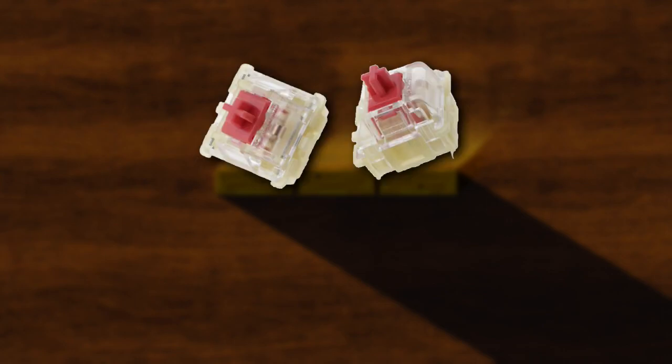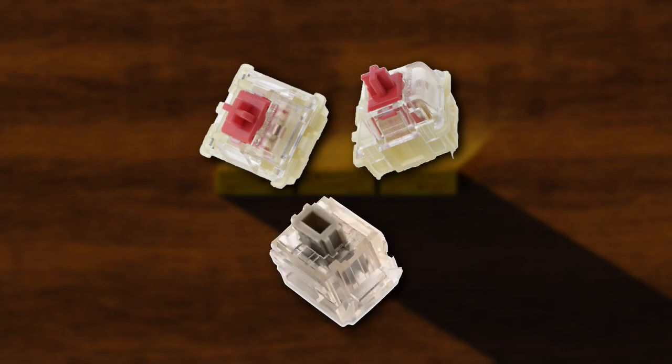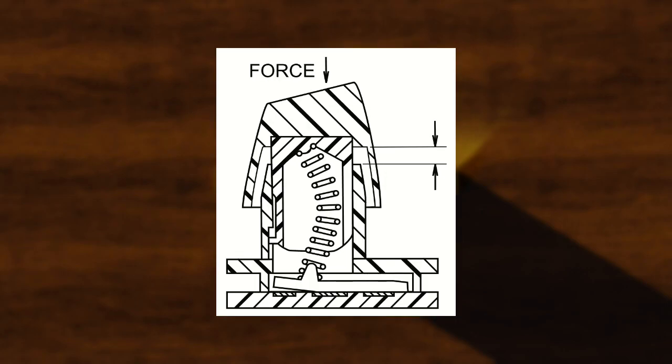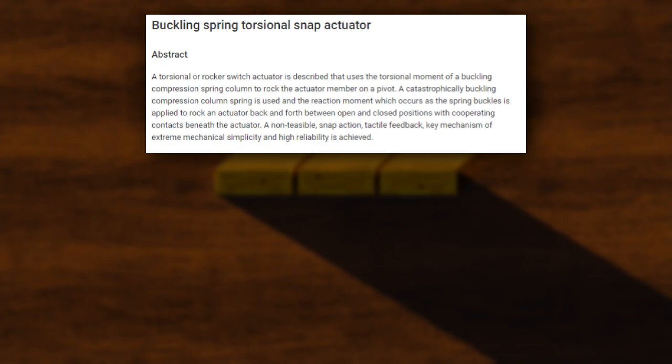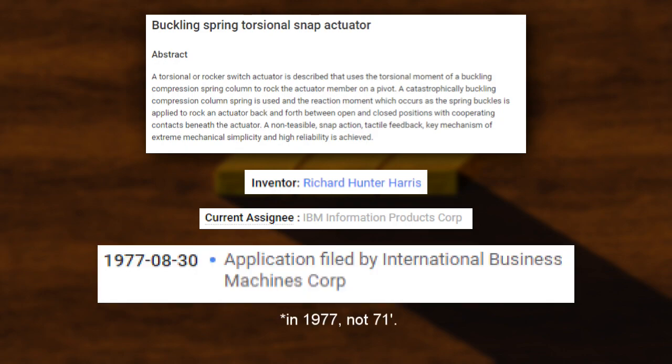Even though this is a mechanical keyboard, it doesn't use typical MX clone switches like I've previously featured on this channel. In fact, it doesn't use MX clones, Alps clones, or any other derivatives. It only uses a spring that snaps under the push force of the keycap. According to the US Patent and Trademark Office, they're known as Buckling Spring Torsional Snap Actuators, and they were filed to the USPTO by Richard H. Harris on behalf of IBM in 1971.